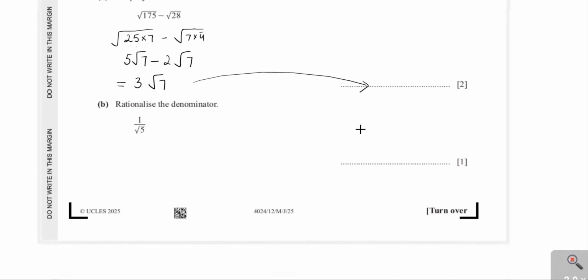Part B, rationalize the denominator. To rationalize the denominator, we will multiply this fraction by square root 5 in both numerator and denominator. Therefore, the numerator becomes 1 times square root 5, which is square root 5, and square root 5 times square root 5 becomes 5. Then this is the answer.